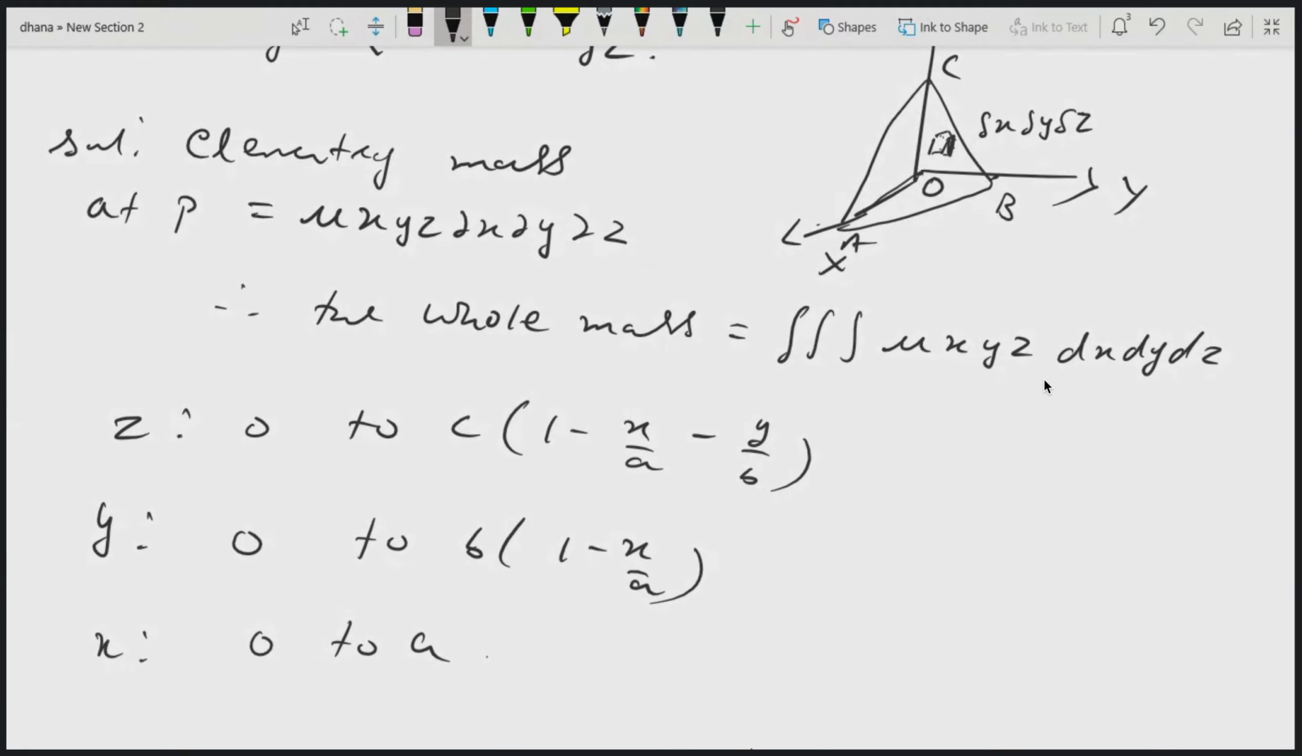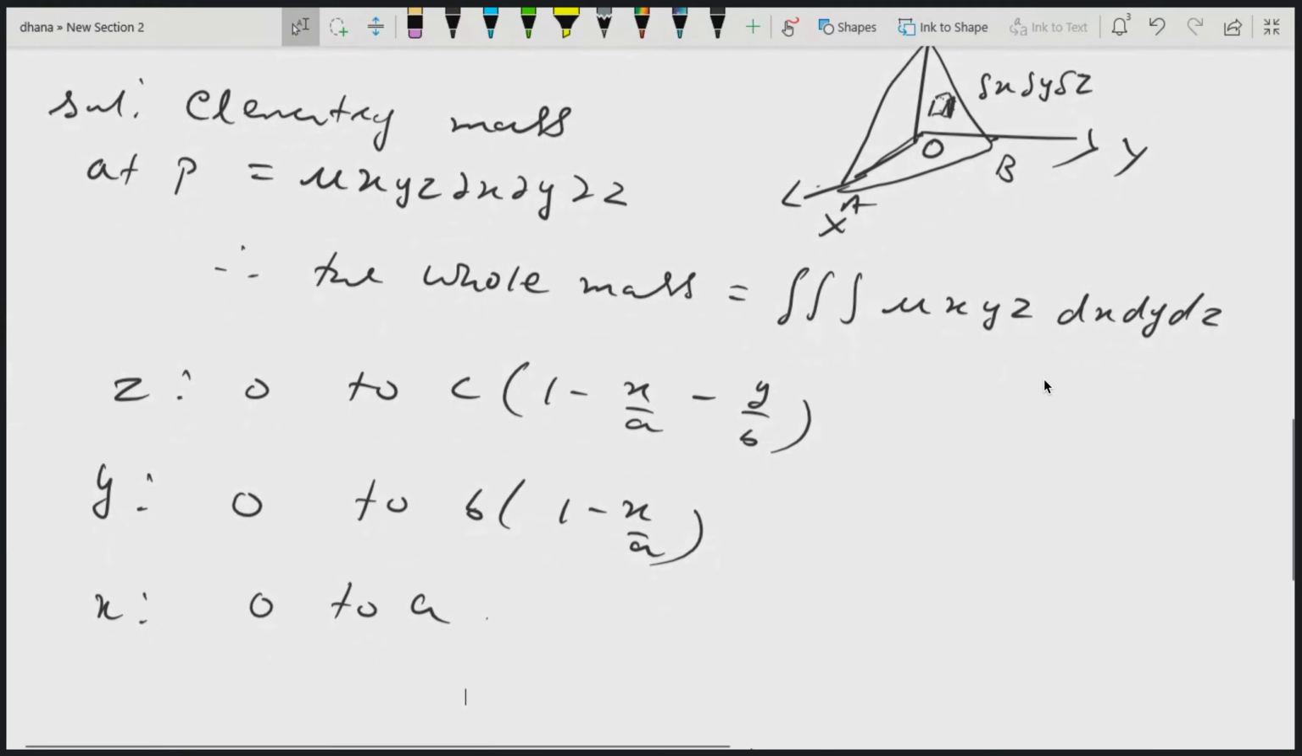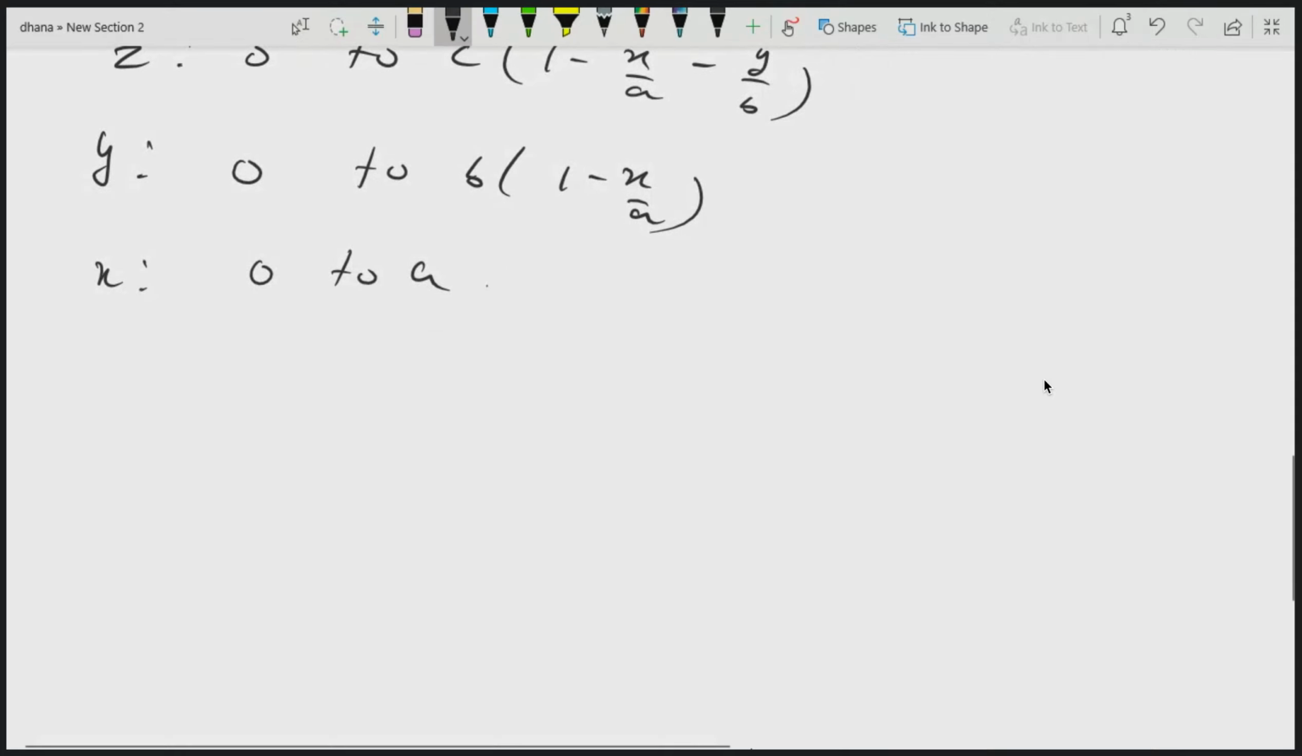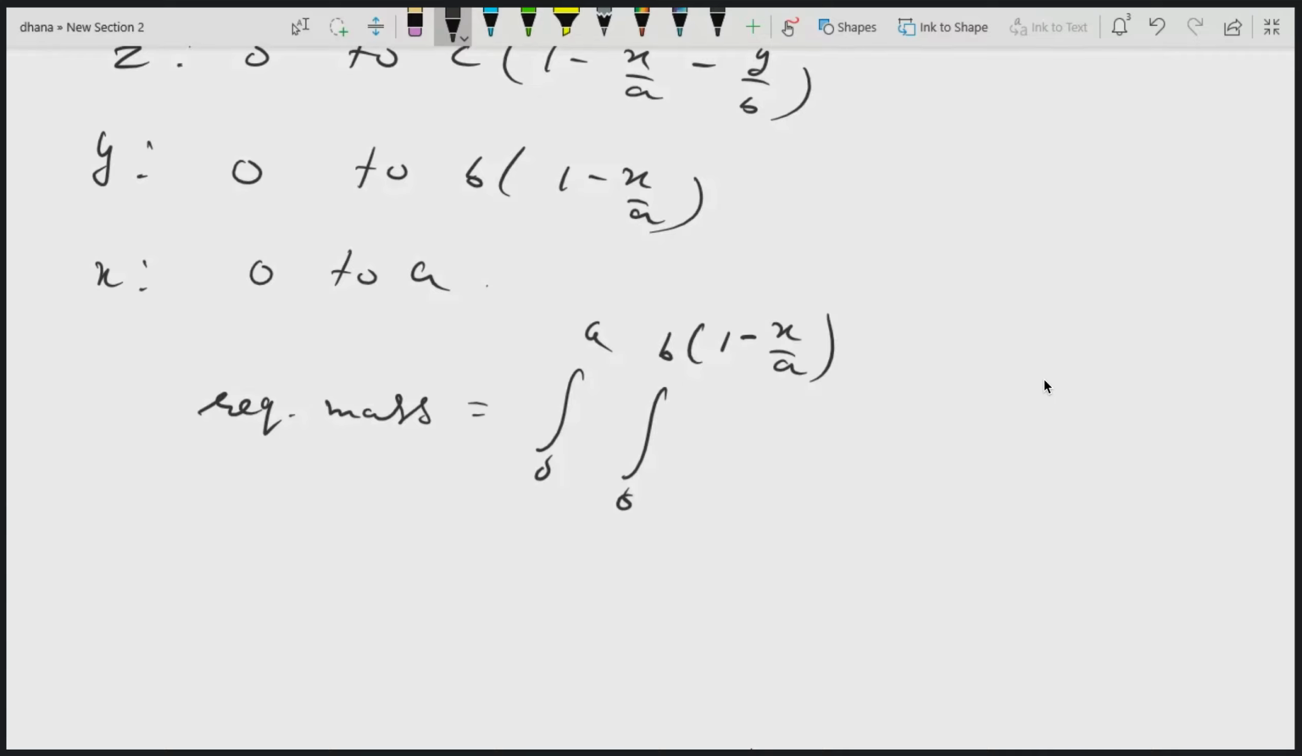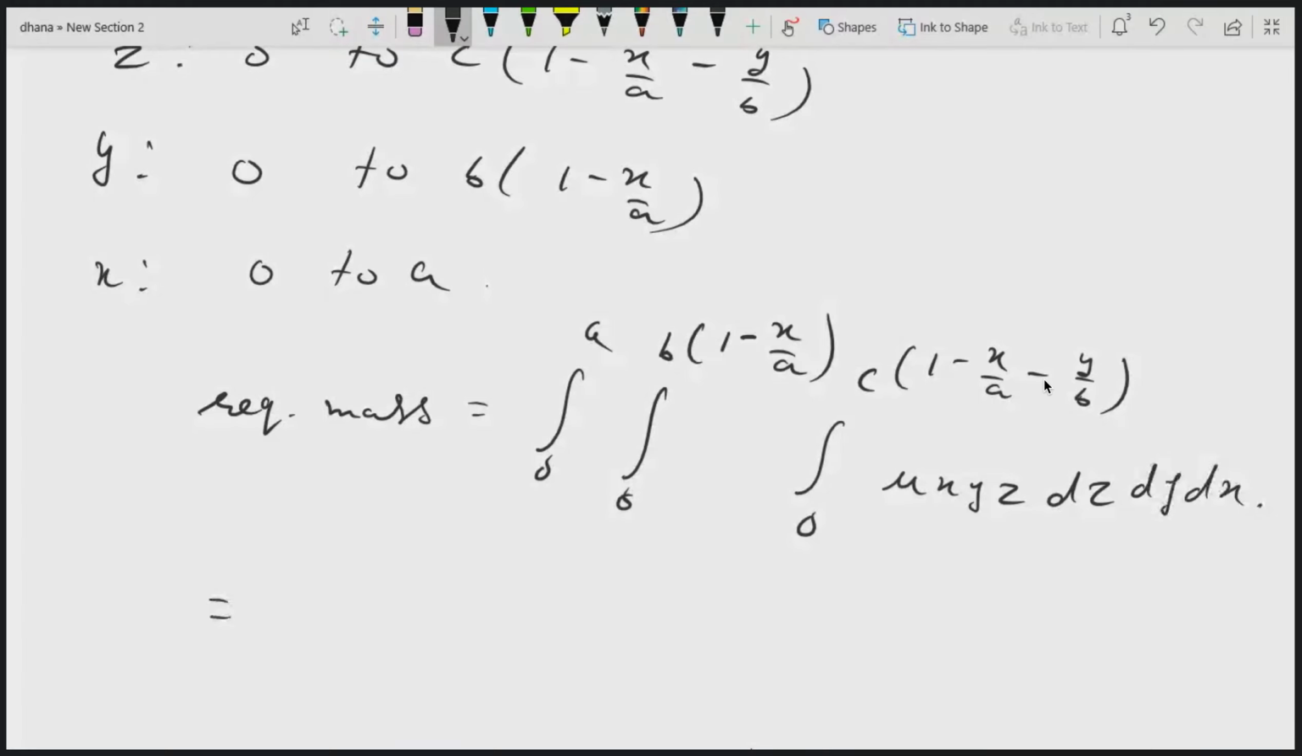Okay, so now you have the limits, you have the required volume. Just need to substitute the limits and calculate it. So the required mass will be equal to integral 0 to a, integral 0 to b into 1 minus x by a, integral 0 to c into 1 minus x by a minus y by b. Since I have written this order, that is mu x y z dz dy dx. Now integrate and tell me the answer for this one.